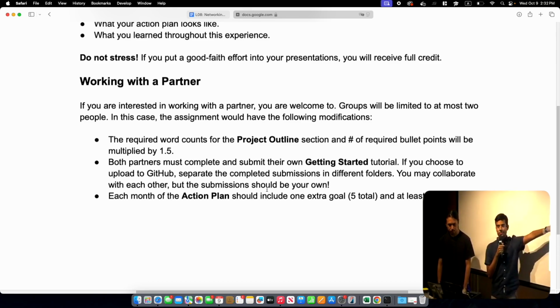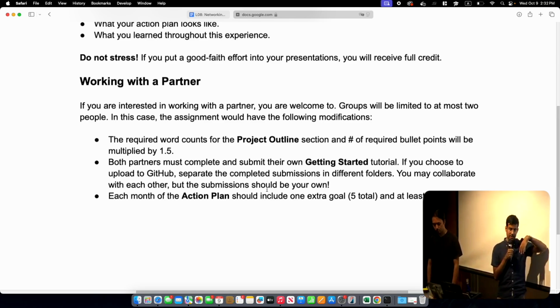So if you're interested in working in a team, you can also specify that in the form that'll go out, and you can put the name of your partner there. Any questions here?